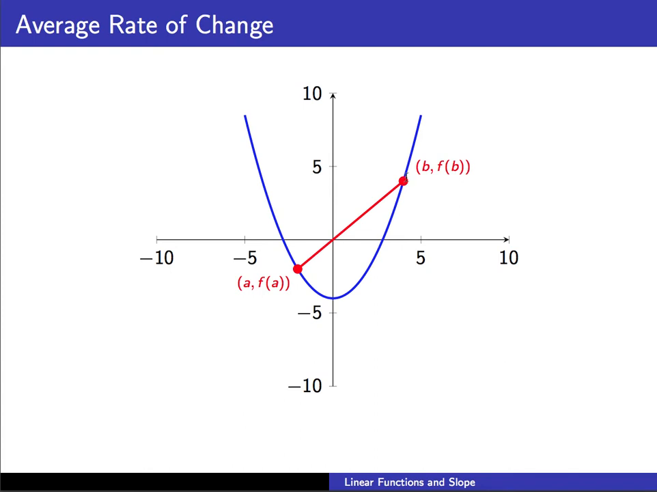And so all you're going to do is calculate the slope of the line connecting these 2 points. I'll give you the value of a, you'll plug it into your function to get this y coordinate. I'll give you the value of b, you'll plug it into the function to get this y coordinate, and then just calculate the slope like we did in the first example for this section.